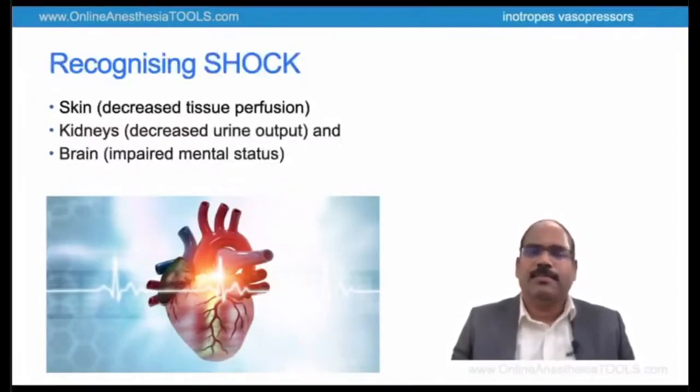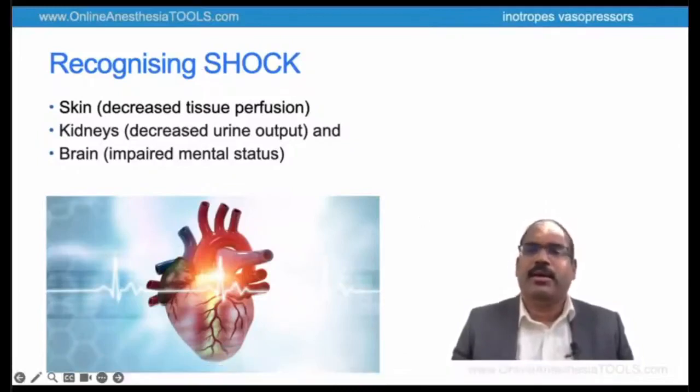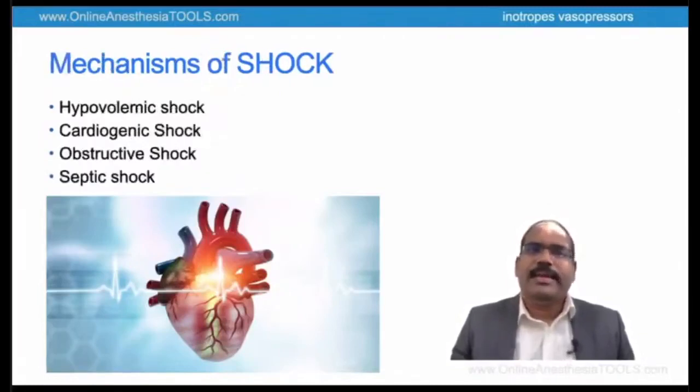As far as the shock patient is concerned, the earlier the diagnosis, the better the outcome. It's of crucial importance to identify early the presence of the state of shock. The skin with decreased tissue perfusion, the kidneys with decreased urine output, and the brain with altered or impaired mental status give the clue, and these are the most easily accessible organs and symptoms to assess and diagnose the state of shock. It is the result of one of the following 4 mechanisms.